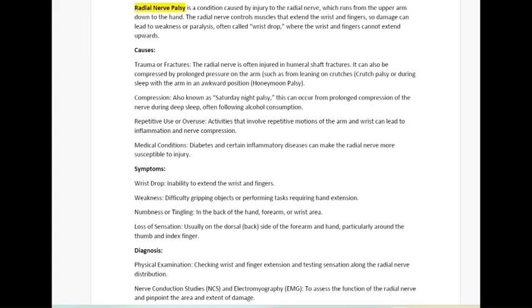The causes are trauma or fracture, compression, and repetitive use or overuse of the hand. Activities that involve repetitive motion of the arm and wrist can lead to inflammation and nerve compression. Some medical conditions like diabetes and certain inflammatory diseases can also cause it.